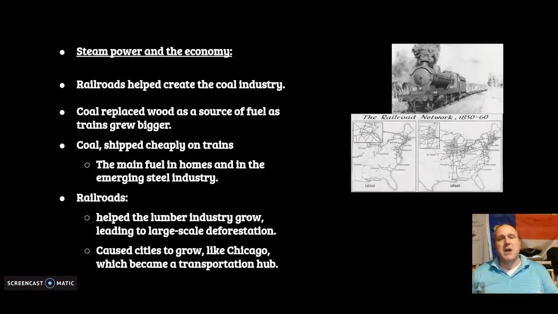So the steam-powered riverboat and the steam-powered train are really two big transportation effects from the Industrial Revolution. And really that telegraph line, later into the telephone with Alexander Graham Bell, are really huge communication revolutions that came from the Industrial Revolution.